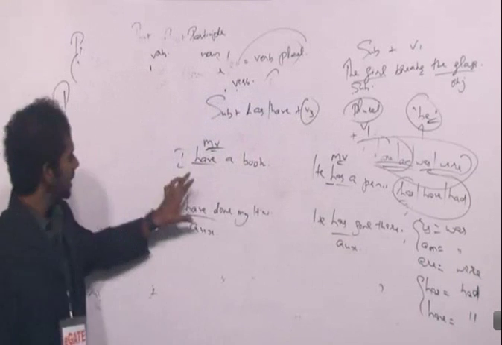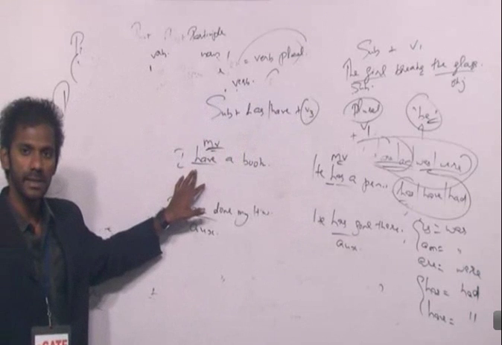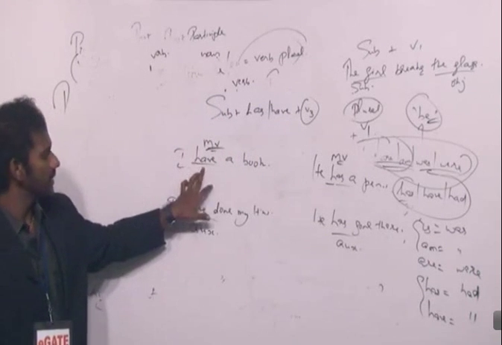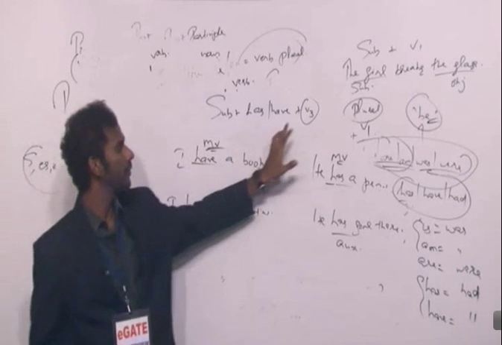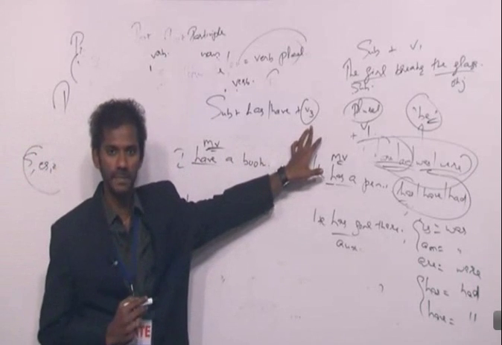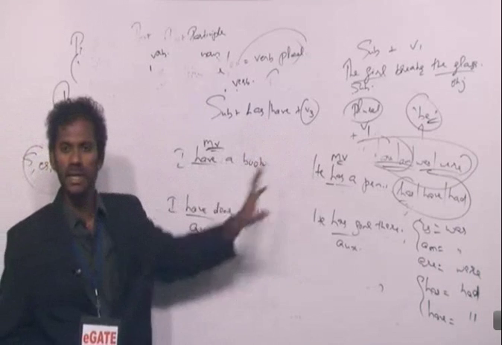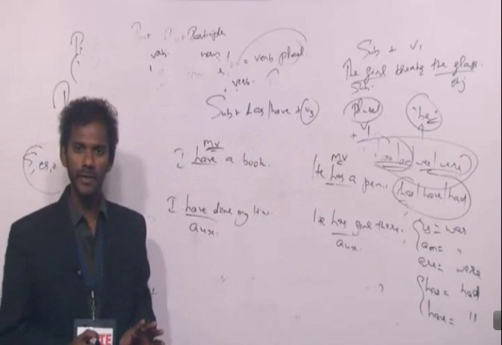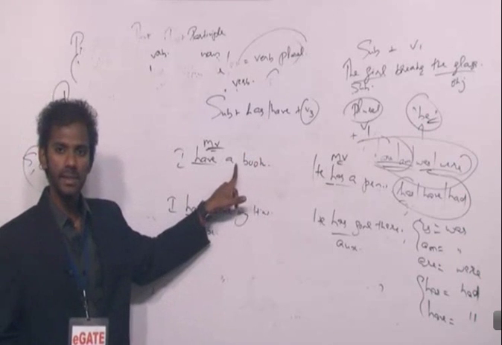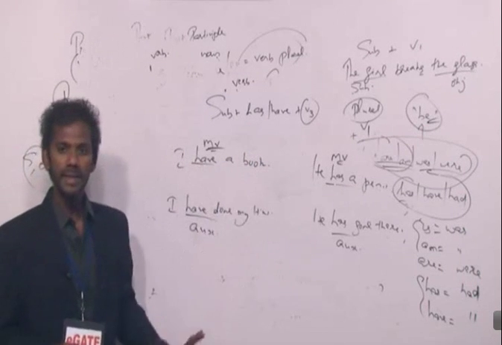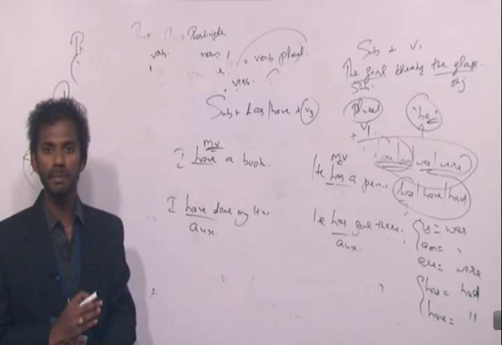Clear? Now tell me, is this sentence in the present perfect tense? This sentence is not in the present perfect tense, because in present perfect tense V3 must appear. Now seeing has or have, we can never say it's perfect. In perfect tenses V3 must appear. Have is there. Is there any V3 in this sentence? There is no V3 in this sentence. It can never be present perfect.